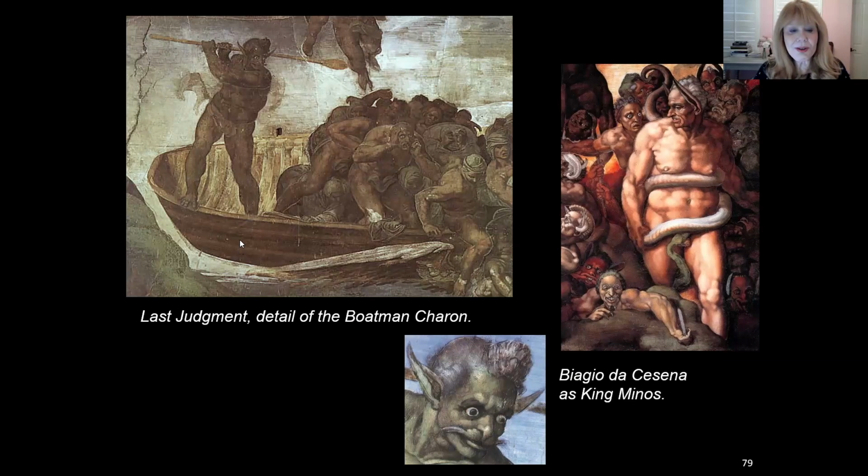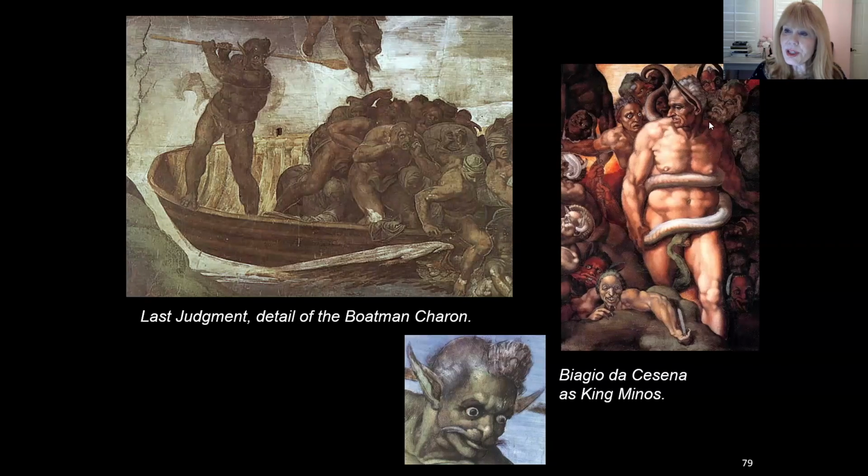Now, here where he kind of mixes mythology with Christianity, this fellow is Charon, the boatman Charon, who ferries the damned across the river Styx into Hades. Almost like he's got this big oar that he's slapping people. It's like, let's move it along here.